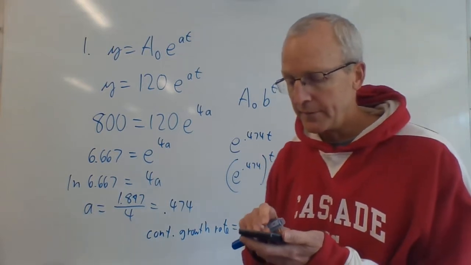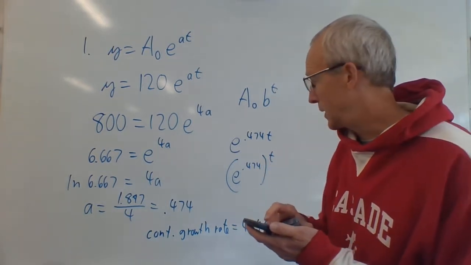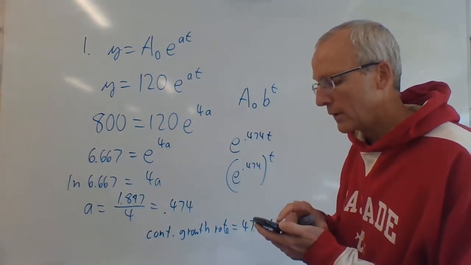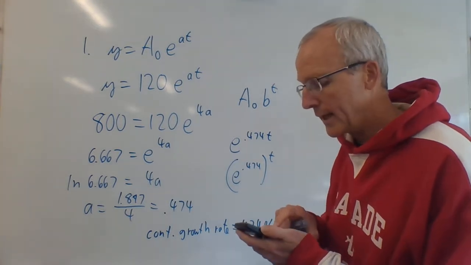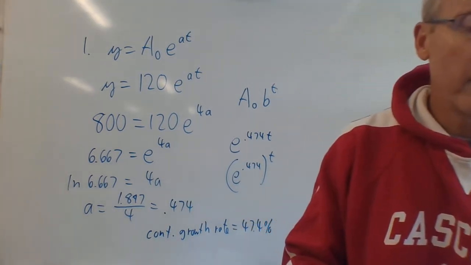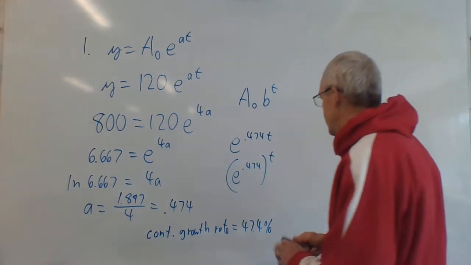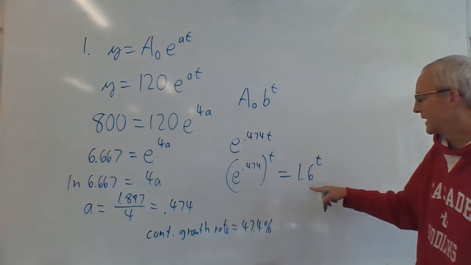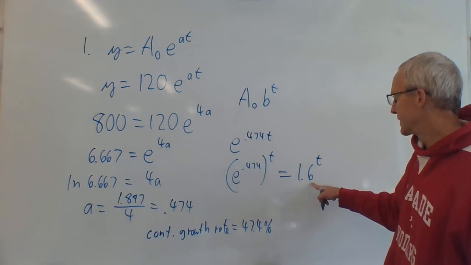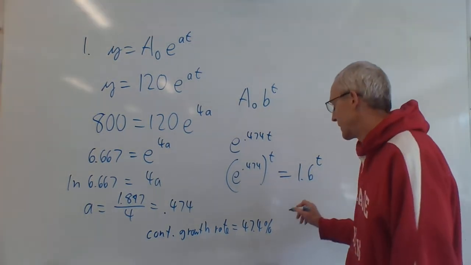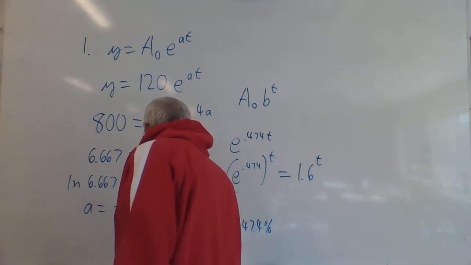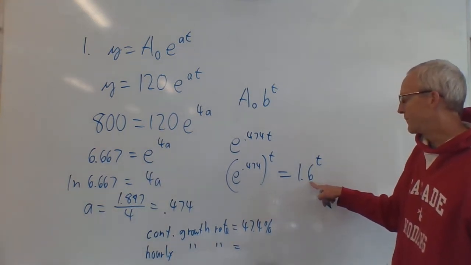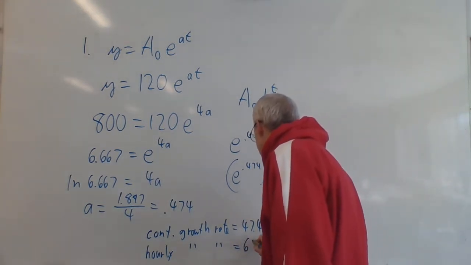So you learn how to do that in your calculator. I'm going to enter 0.474 and e to the x, and I get about 1.59999, so pretty close to 1.6. So this would be 1.6 to the t, which means that the hourly growth rate is about 0.6 or 60%. In other words, when t equals 1, we're dealing with hours here, so the hourly growth rate is everything above 1. In this case, it's 0.6, which makes it 60%.